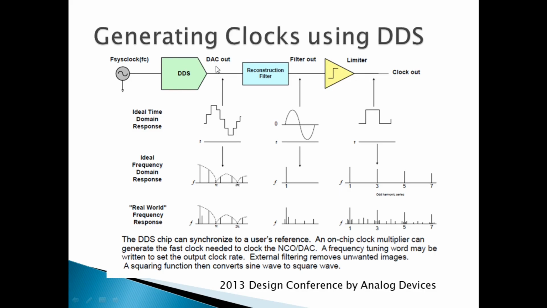So there is a D to A converter whose output is shown here in the time domain, and the reconstruction filter which converts the output of the D to A converter into a high quality sine wave is shown in the time domain response, which is further given to a limiter which squares the output and gives you the desired clock signal. In the frequency domain, the response expected from the D to A converter is that of a sinc function.